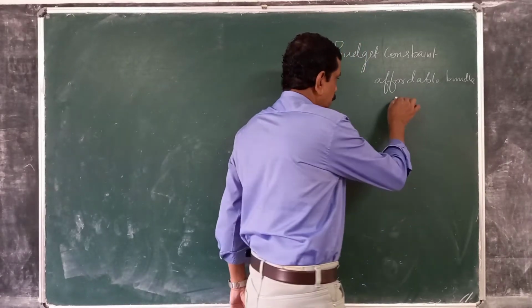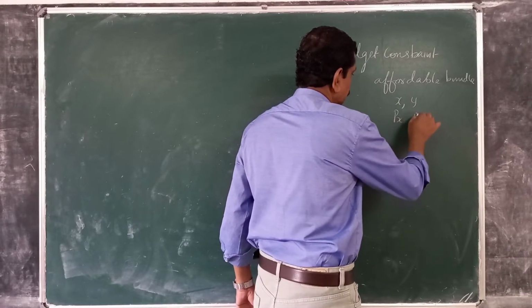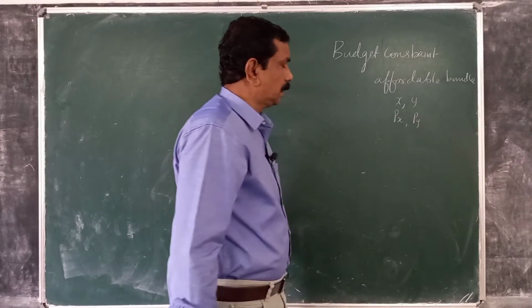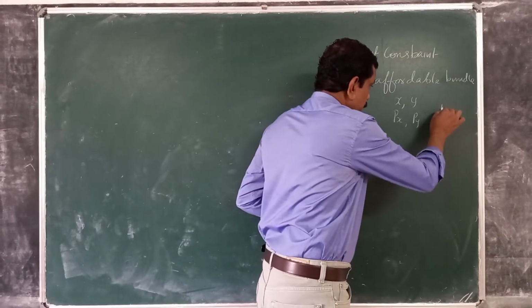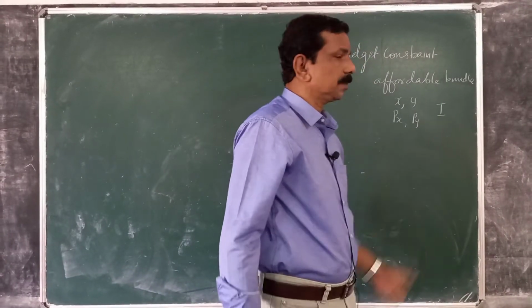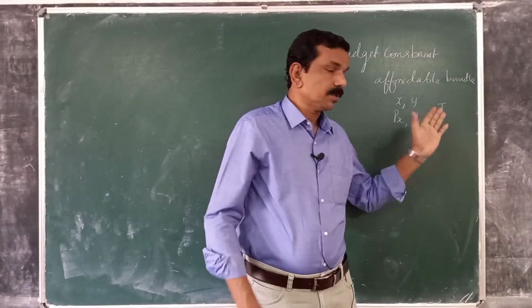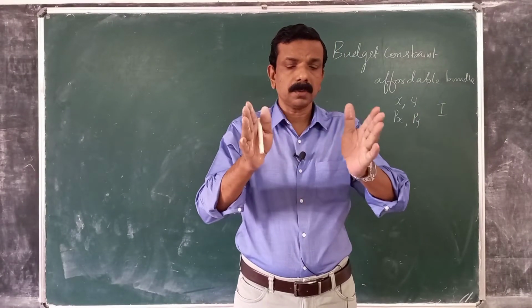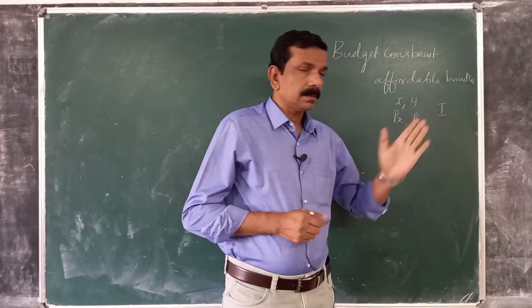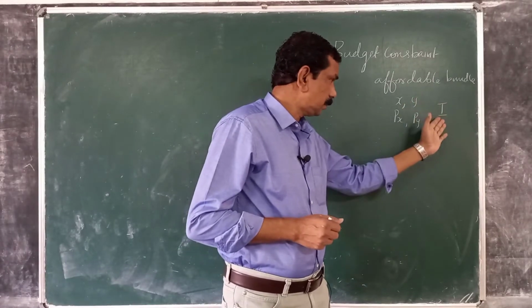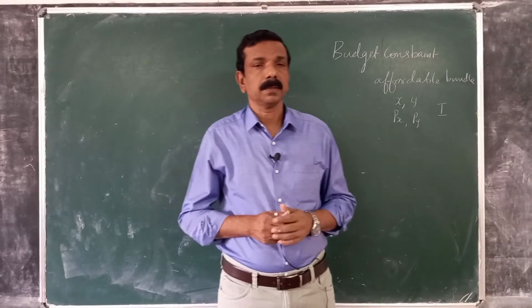Now, to explain what is this budget constraint, the affordable bundle, we assume that there are two commodities, X and Y. The prices of X and Y are Px and Py, and the resources available with the consumer is I, that is, the income of the consumer. The consumer has to allot his income to purchase X and Y given the prices Px and Py.